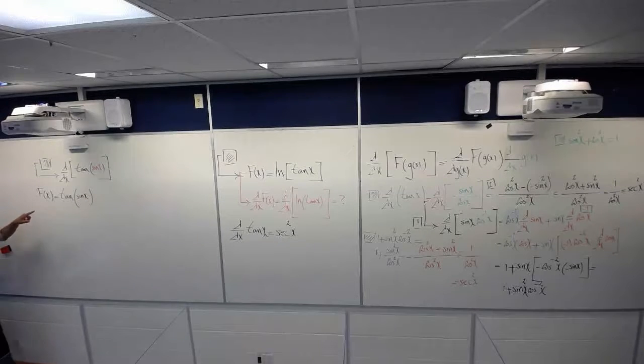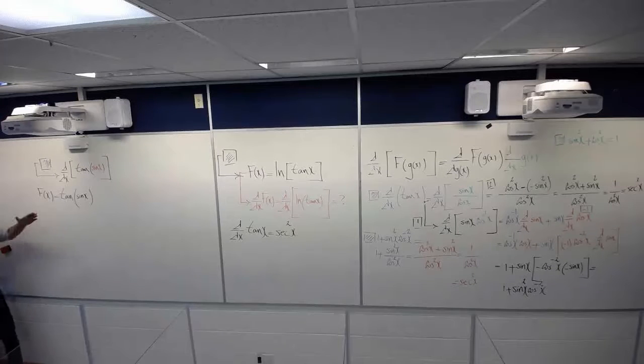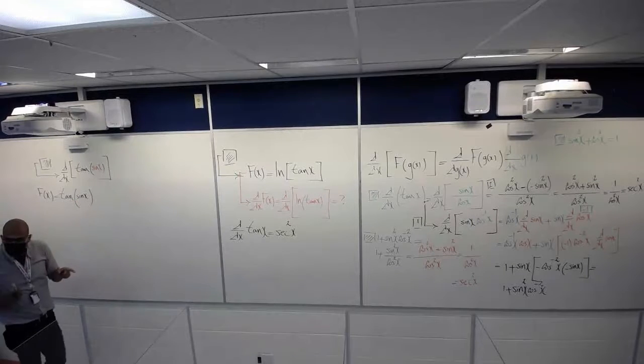Now, look at this one. This is still the same scenario: a mother with a baby inside. The mother function, tangent of x, and let me introduce the baby to you. This is sine of x. Now, we want to find the derivative.